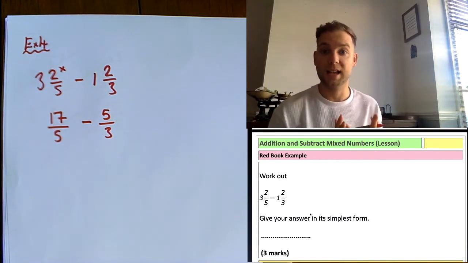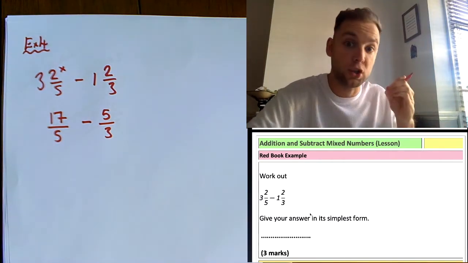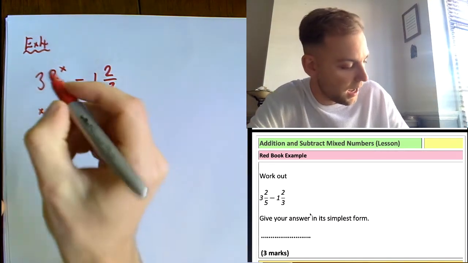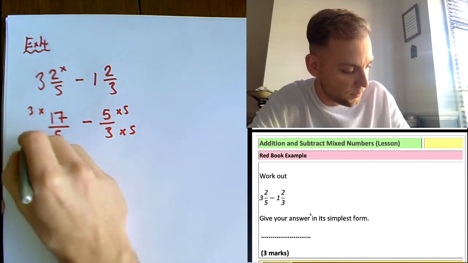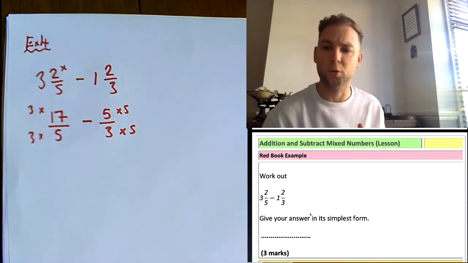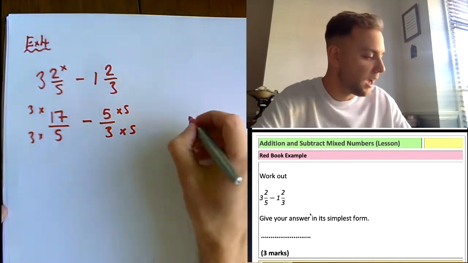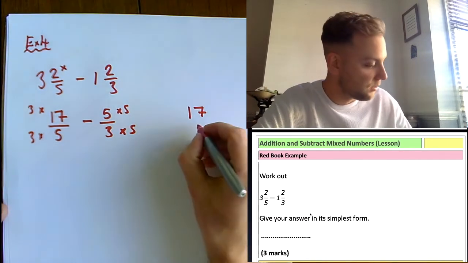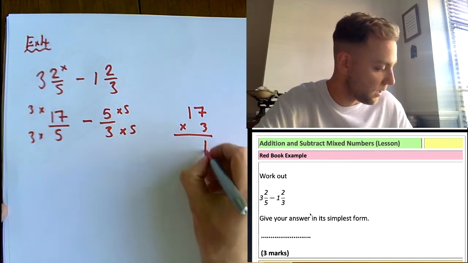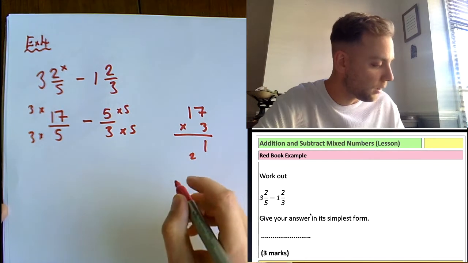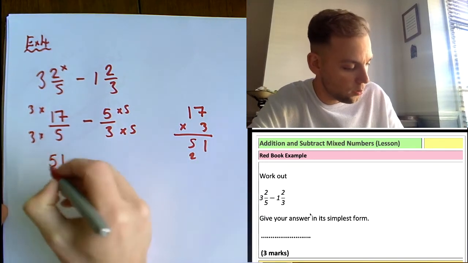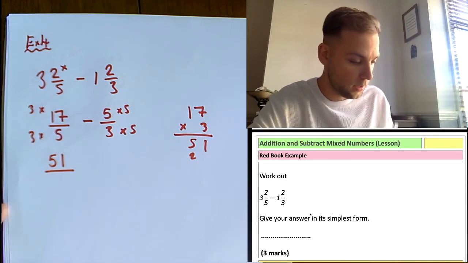So now we've got it as a top heavy. We can make the denominator the same. So times by 5, times by 5, times by 3, times by 3. So this is why this one's a little bit tricky, because you've got these weird multiplications like 3 times by 17. I'm just going to do it on the side over here. So 17 times by 3. So 3 times by 7 is 21. 3 times by 1 is 3. And the 2 is 51. So here I'm going to end up with 51 over 15.